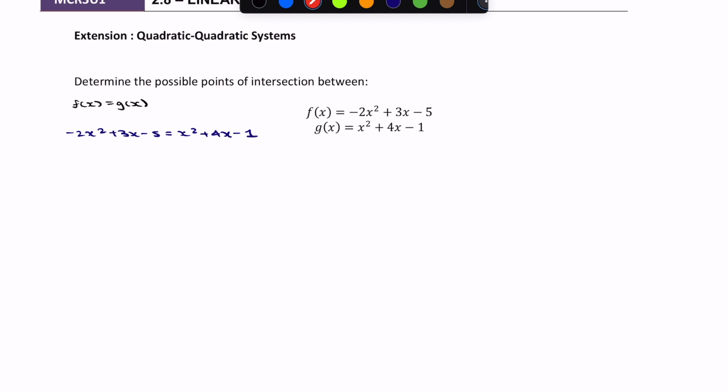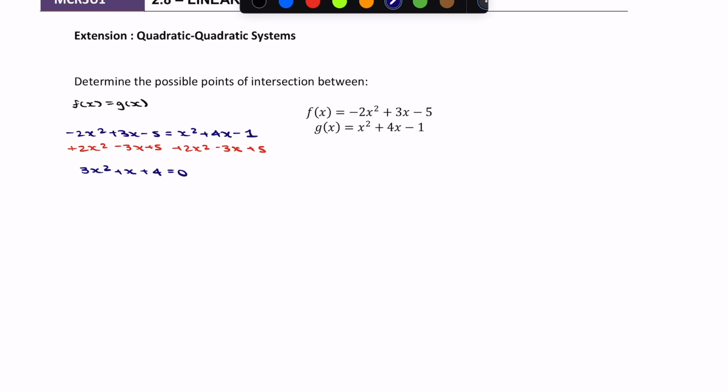So here we'll add 2x squared to both sides, subtract 3x from both sides, and we'll add 5 to both sides. So here we'll get 3x squared plus x plus 4 is equal to 0.